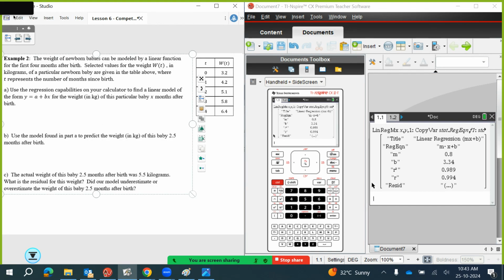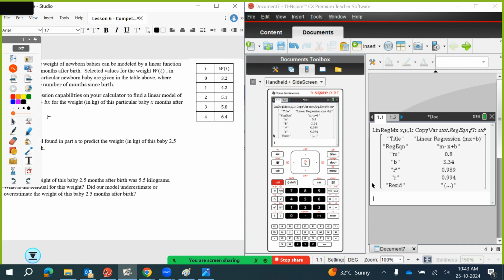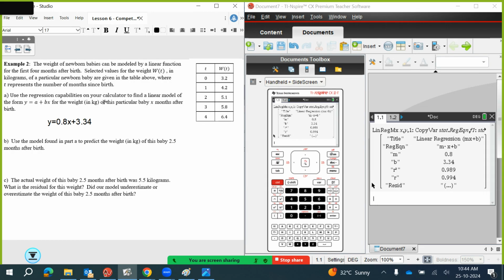I can write this one down. We should write this with y hat. We've got y hat equals 0.8x plus 3.34. This is the model. So we're going to use it.